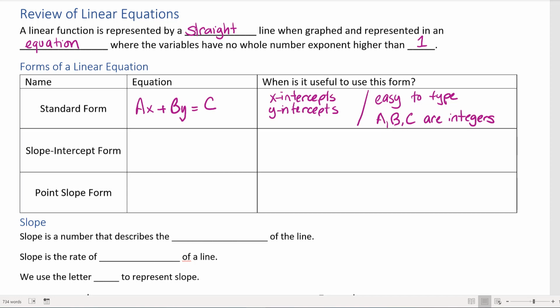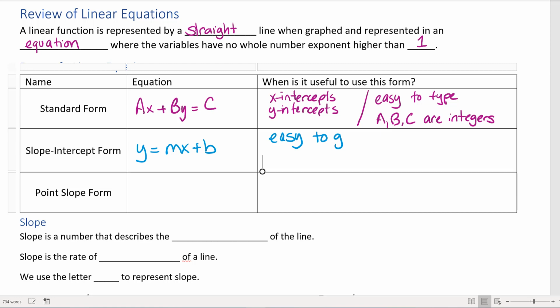The next form we're going to talk about is slope-intercept form, which is y equals mx plus b. This is probably one of the most popular ones. The reason we like to use this one is because it's easy to graph. It's also easy to find the slope and the y-intercept from the equation, so you can find information straight from the equation and then you can graph it. This is also the form that a lot of your answers are going to be requested to be put in.